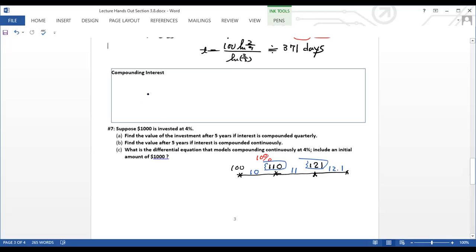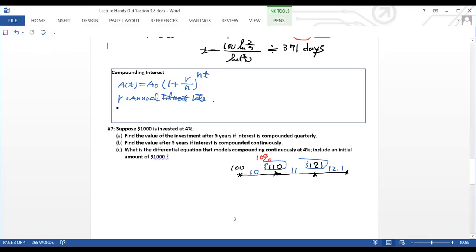For compounding, we have two formulas. The first formula is A_T, that means your future value, equals A_0, that's your principal, times (1 plus r over n) to the power nt. Here we need to be careful. The r is our annual interest rate.